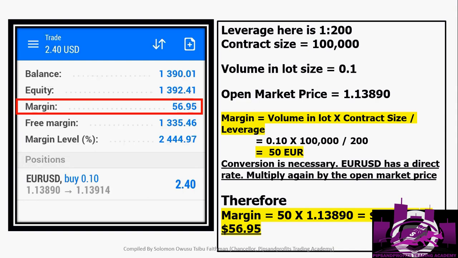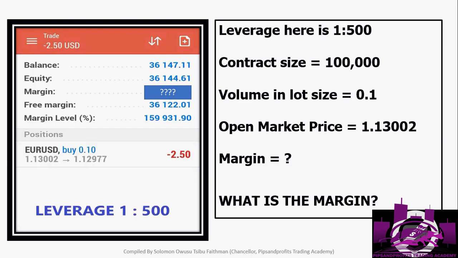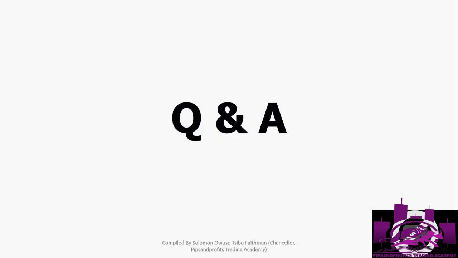Therefore, the margin is equal to 50 times the open market price, which gave us $56.945. When you write it to two decimal places, you have $56.95. And then we tried our hands on an exercise, and we deferred the answer for the next lesson.